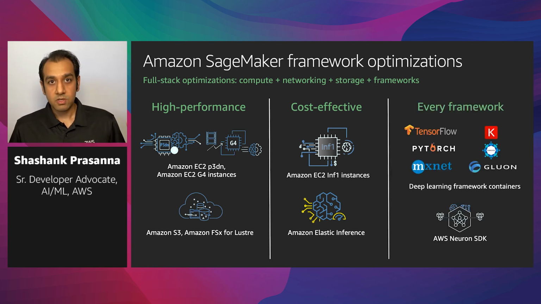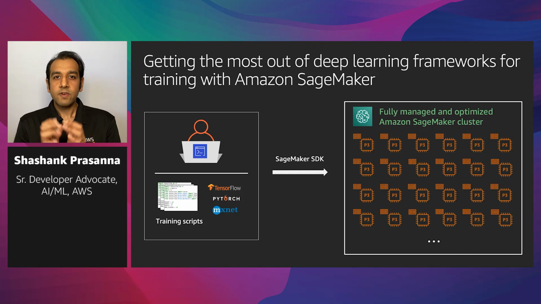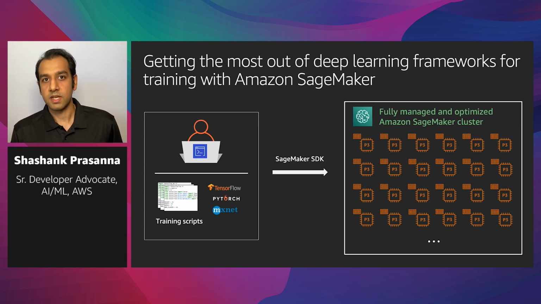And of course, AWS is framework agnostic, as I mentioned. Bring your favorite framework. They're all supported and first-class citizens on AWS. And with Amazon SageMaker, you can get the benefits of the full stack optimizations, regardless of what framework you're working on. Okay, so before we dive into specific framework level details, I want to share how you can take your framework and run it at scale on Amazon SageMaker.